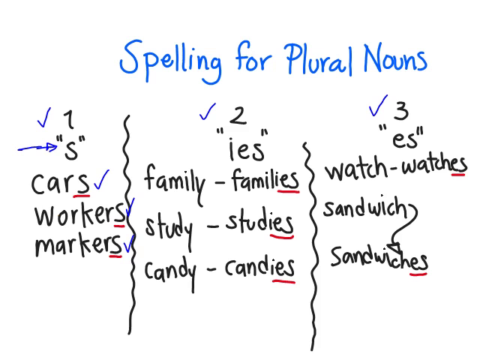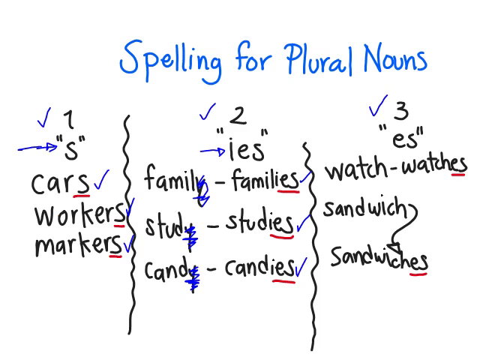Now we have rule number 2. If we have nouns that end in Y, what we're going to do is eliminate the Y. We're going to get rid of it. And we're going to change it for the ending I, E, S. And the pronunciation is as if we only put an S. For example, family, families. Study, studies. Candy, candies. Alright. Now let's move on to the next one.